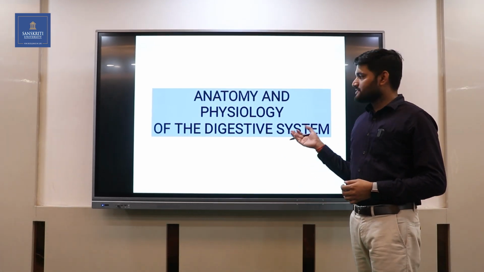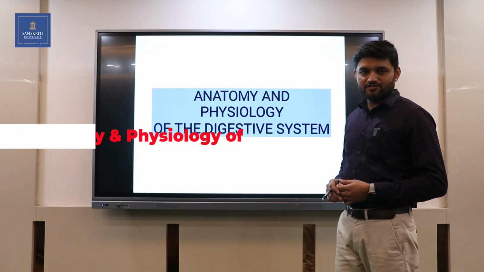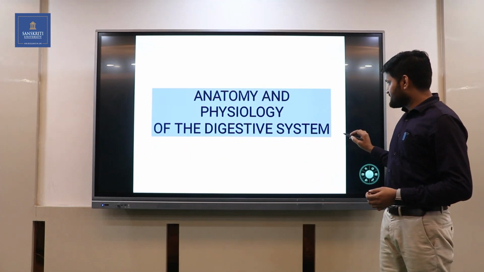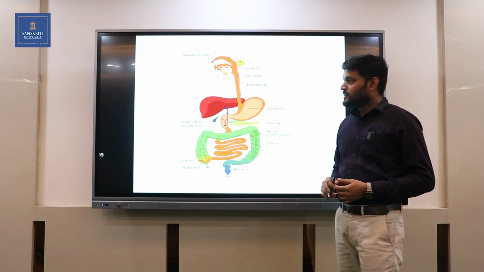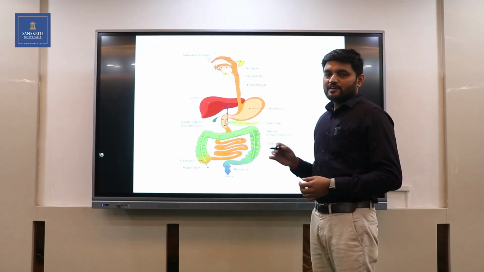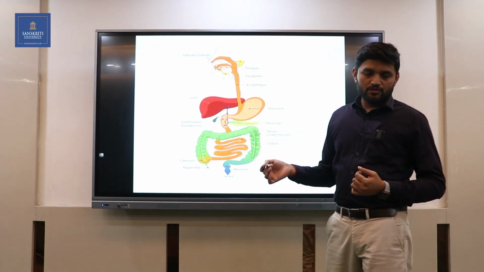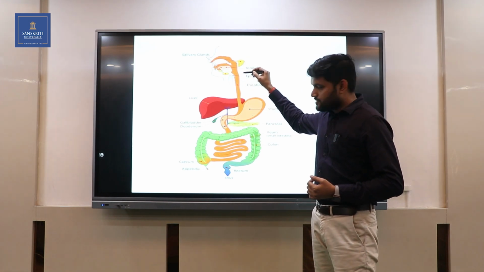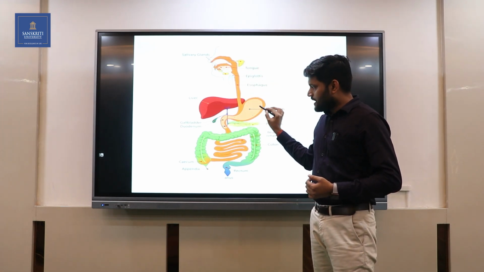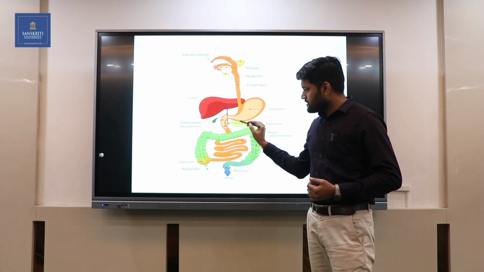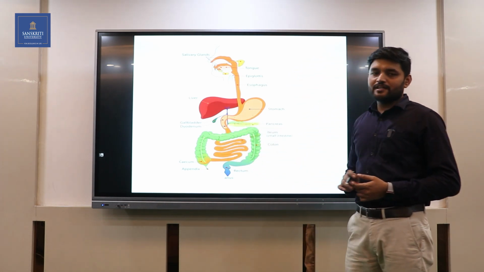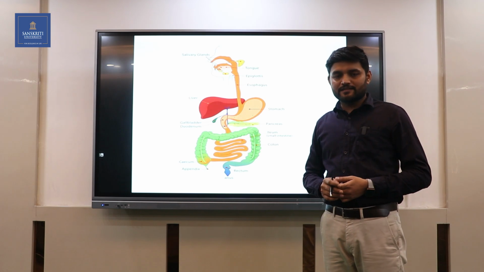So today we will discuss the digestive system, anatomy and physiology. Let's see firstly the structure. The digestive system starts from the mouth and goes to the anus. The mouth leads to the pharynx, esophagus. After that comes the stomach, small intestine, then large intestine, and second last the rectum and anus.